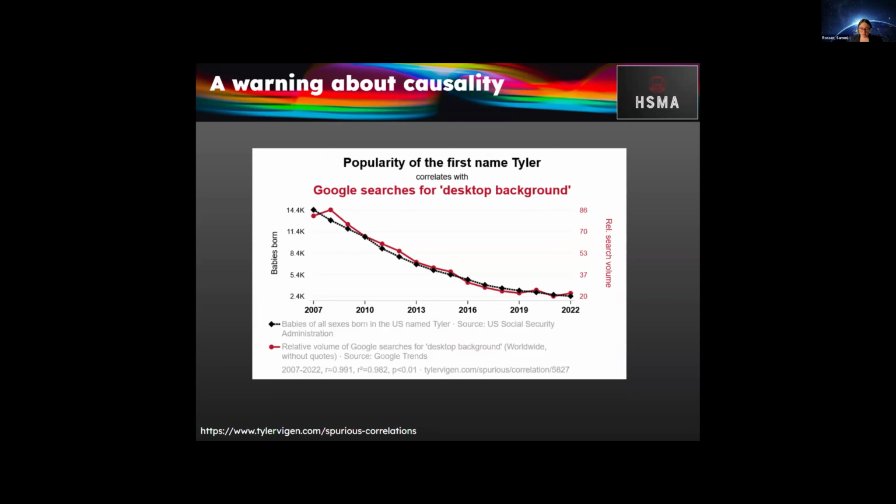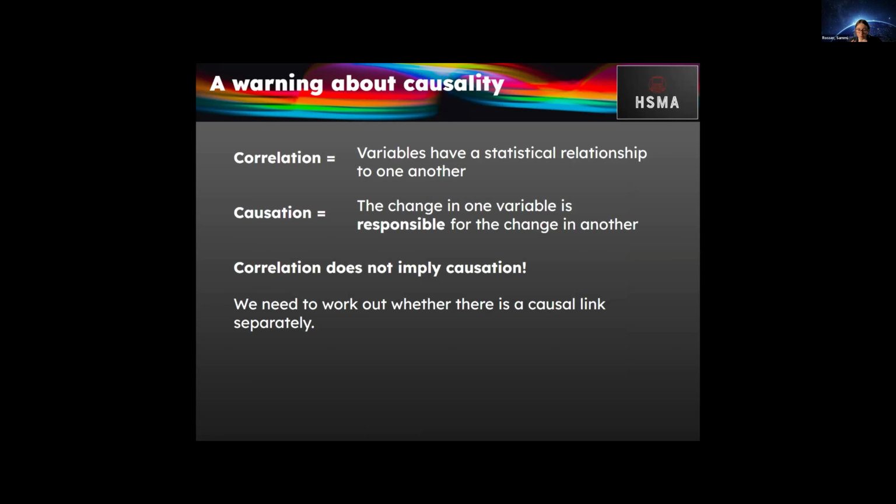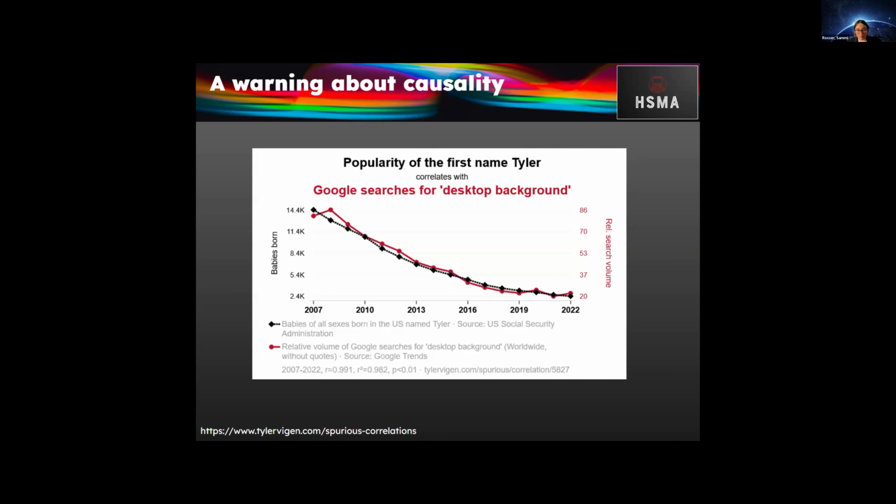So there are so many lovely, funny examples of this. You know, popularity of the first name Tyler correlates with Google searches for desktop background. Perfect. That looks like a really good pattern, doesn't it? And I think we could do an awful lot to change the impact of Tyler, to get Tyler back into the top names by actually making sure that people care about their desktop backgrounds again. No one's going to be saying that. But it's so easy, as I say, to start doing that with things. A stupid example like that, you can immediately see that there's no chance.